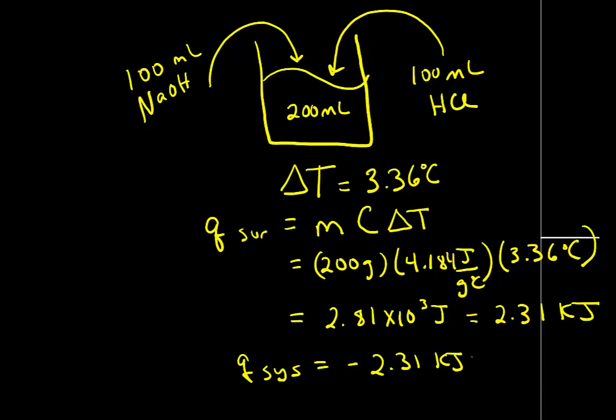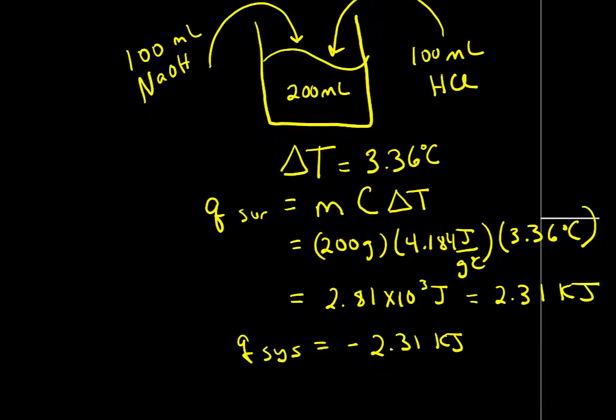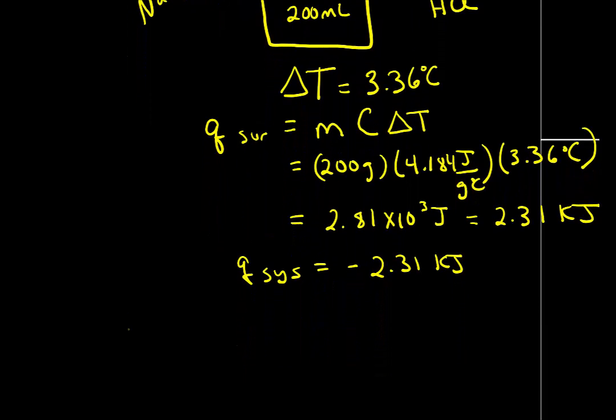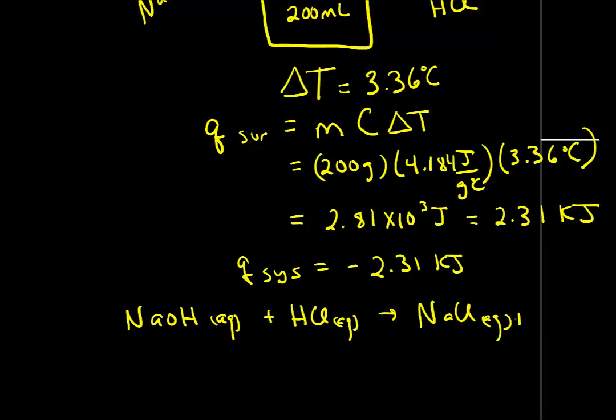Now it's time to normalize for the change in enthalpy for this chemical change. We look at the chemistry: sodium hydroxide in solution plus hydrochloric acid in solution yields sodium chloride in solution plus water. We started with 0.05 moles of each of the reactants. Since they react in a 1-to-1 molar ratio, they react away completely to give us 0.05 moles of sodium chloride.